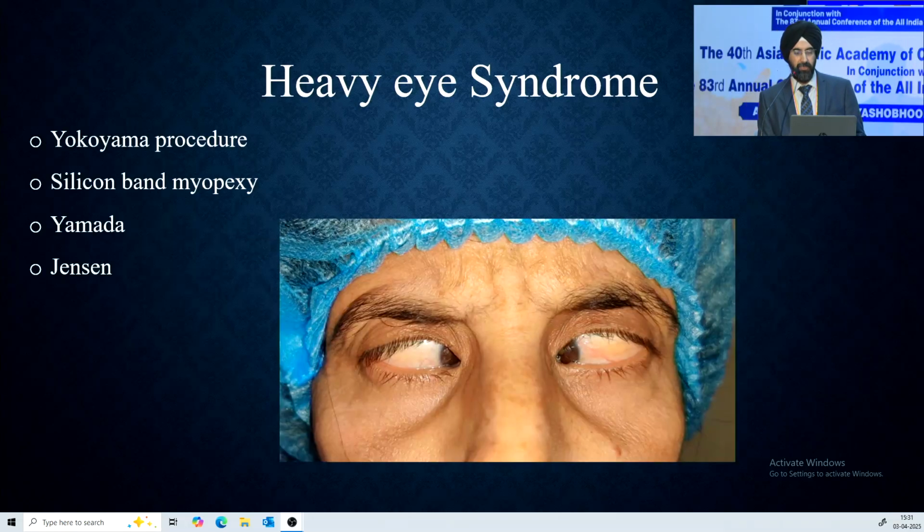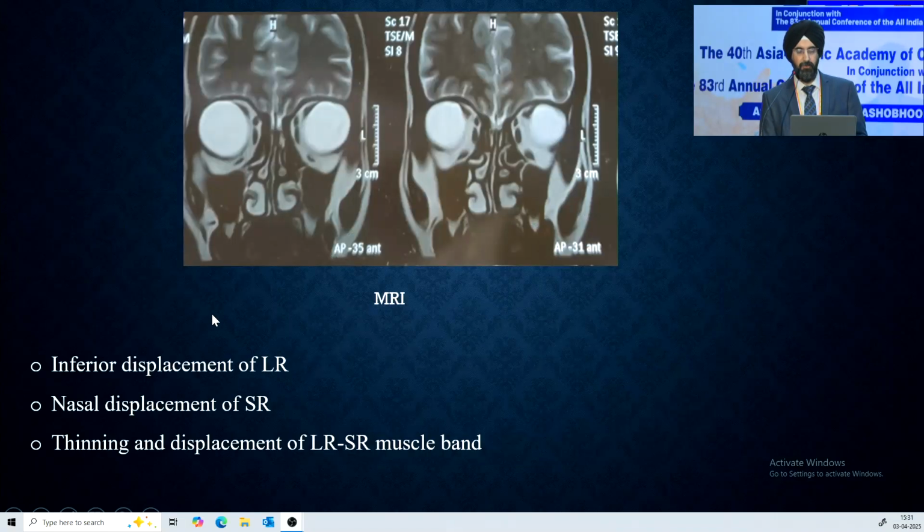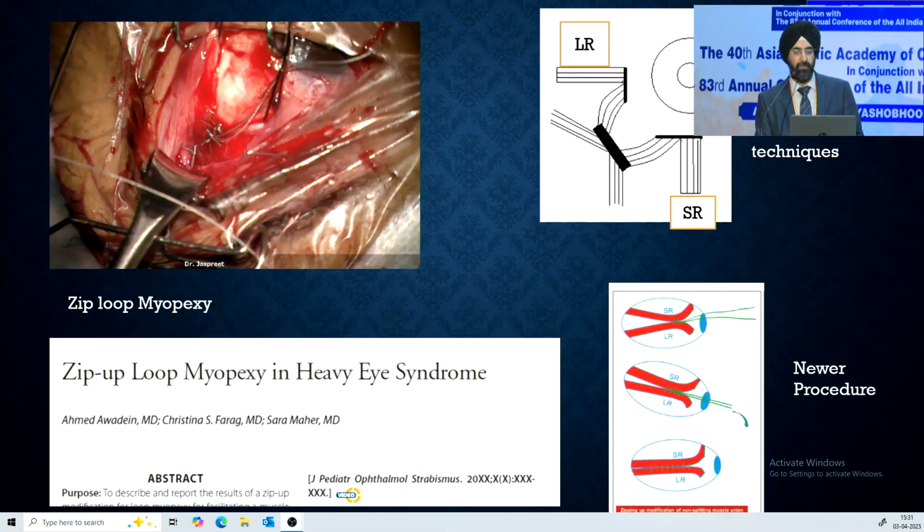So coming to some of the surgical procedures, you have something like the heavy eye syndrome. A lot of procedures have been done. In this patient, who is highly myopic, the eye doesn't move out. You had different procedures for doing all these things, but the newer procedure that has come up is the zip loop myopexy.